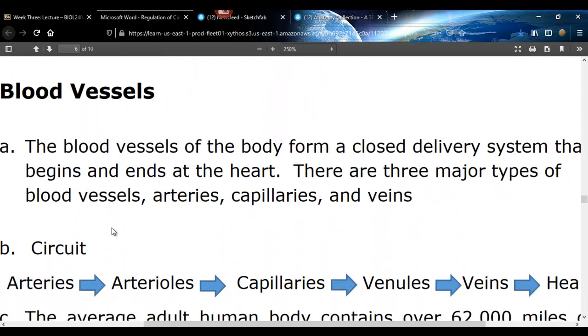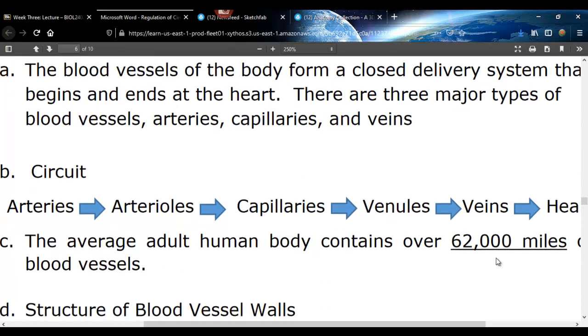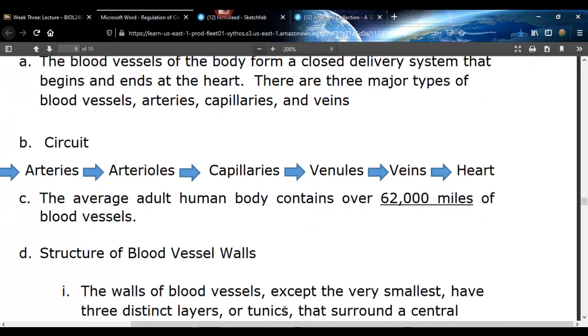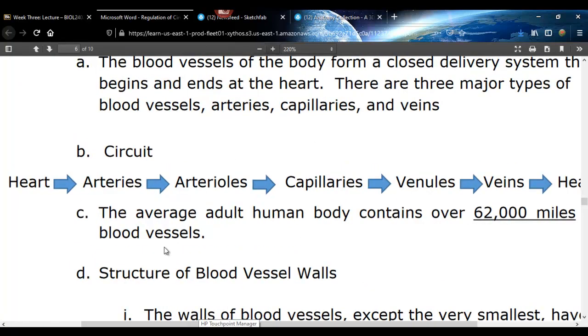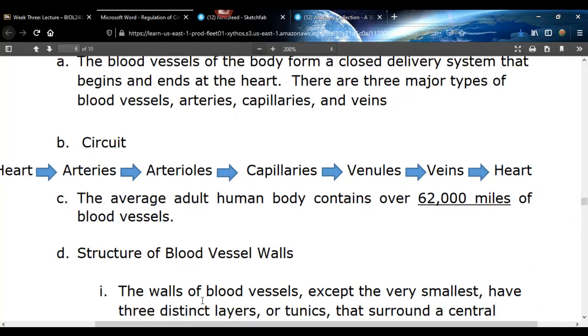Blood vessels, last thing. Okay, this little circuit: arteries to arterioles to capillaries to venules, which are small veins, then larger veins, and then back to the heart. That is a pathway. So you need to know this little pathway and some basic parts of arteries and veins.